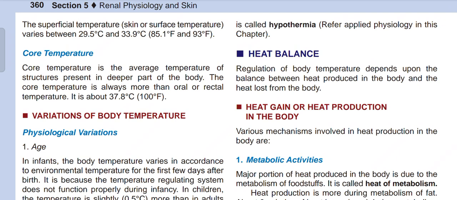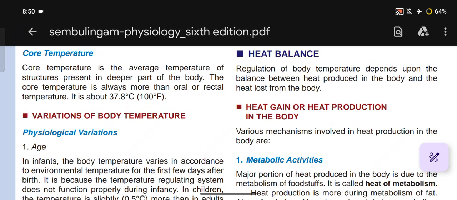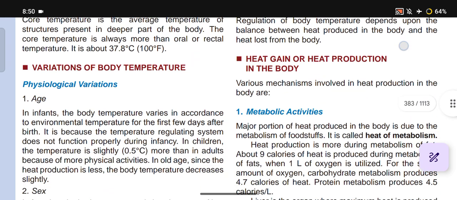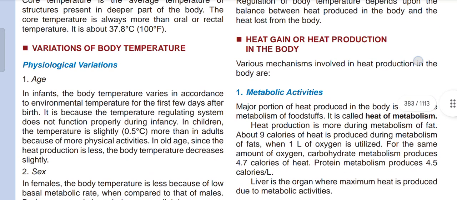In the previous video we have already discussed the normal body temperature and the positions in which body temperature is generally measured. Now in this video we will discuss heat balance. So what is heat balance? Regulation of body temperature depends upon the balance between the heat production in the body and the heat lost from the body. Now, heat gain or heat production in the body.